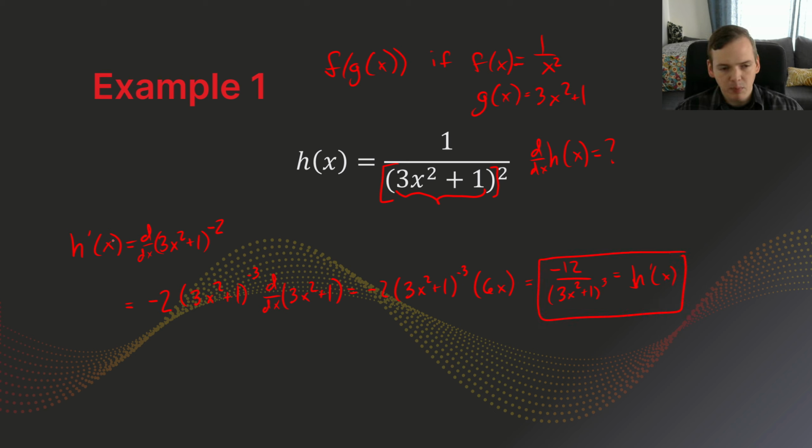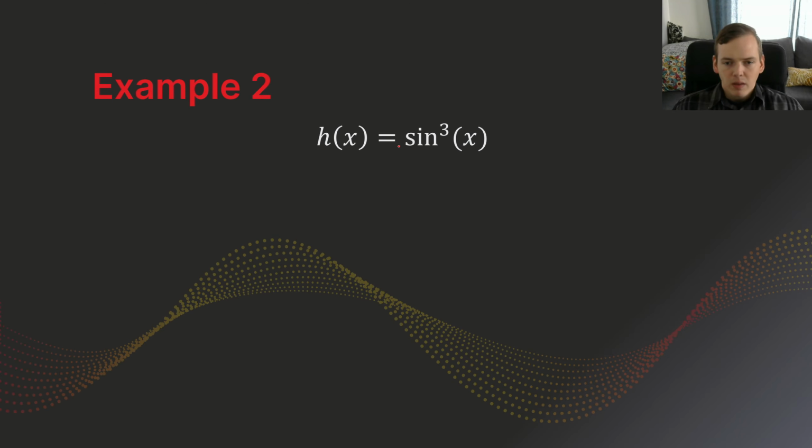So that's our first example, and we'll jump into our second now. This one will be maybe a little bit easier to see how the chain rule is at work. We start with sine cubed of x. And this we can think of as h of x equals f of g of x, where f of x is equal to x cubed and g of x is equal to sine of x. In other words, we have sine of x being cubed because of this right here.